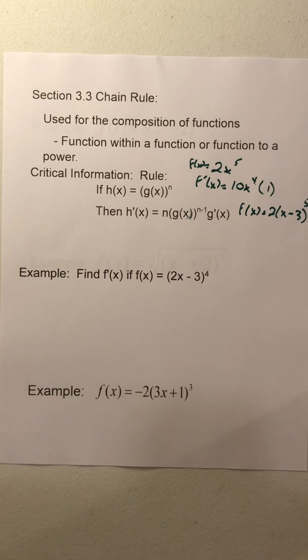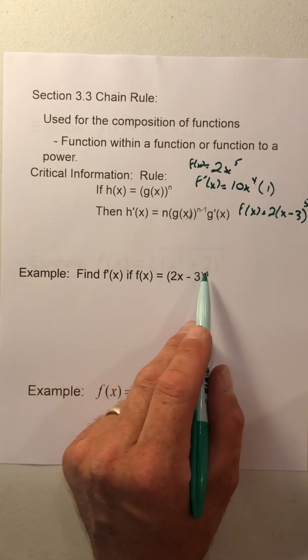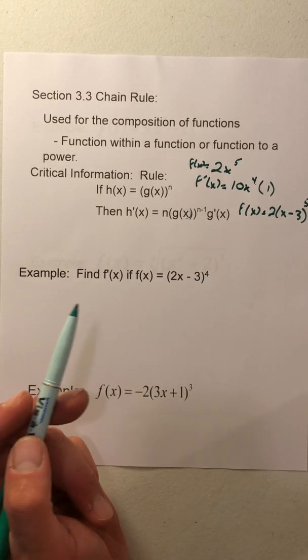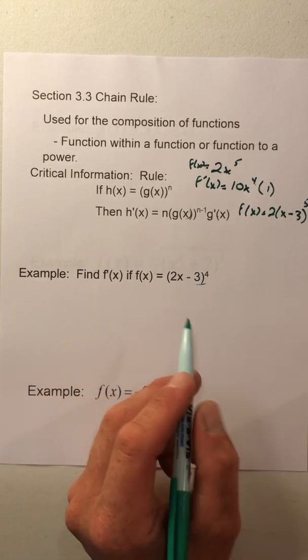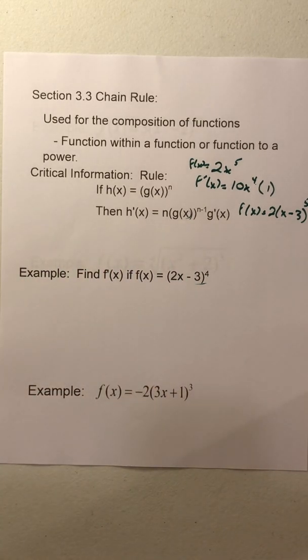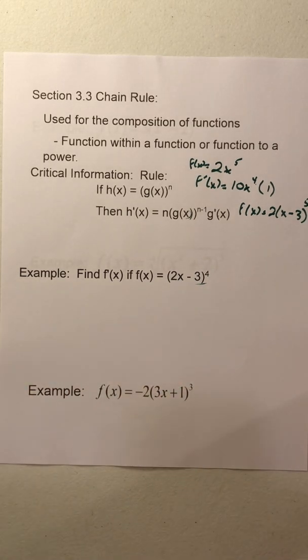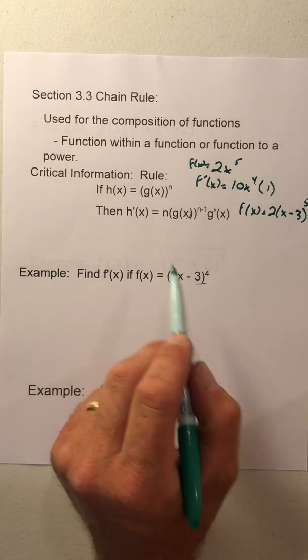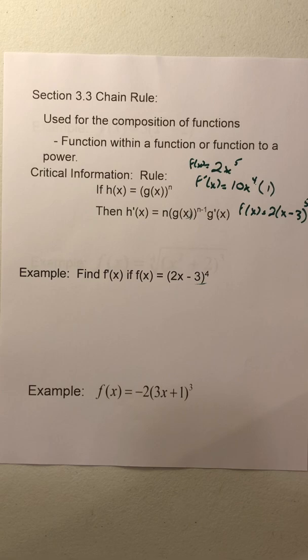So what does this look like in terms of examples? If we ask you to find f prime of x given this f of x, so 2x minus 3 to the fourth, the question always is, can I multiply 2x minus 3 to the fourth out? And absolutely you can. Those of you that love Pascal's triangle and the binomial expansion theorem, by all means, multiply it out. Use Pascal's triangle. However, the chain rule is going to allow us to clean up a little bit of that time and not make these so miserable for us.